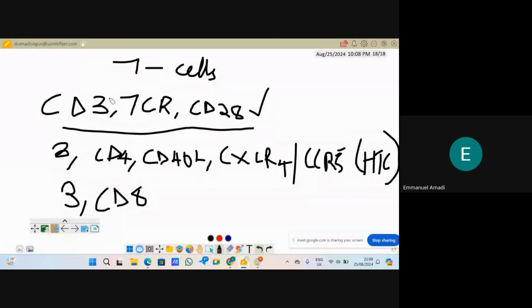Wherever you see CD3, it is a T cell. You will now start asking yourself, what are the other receptors? Those are the things that we now push to the specific. So this one is the cytotoxic T cell.